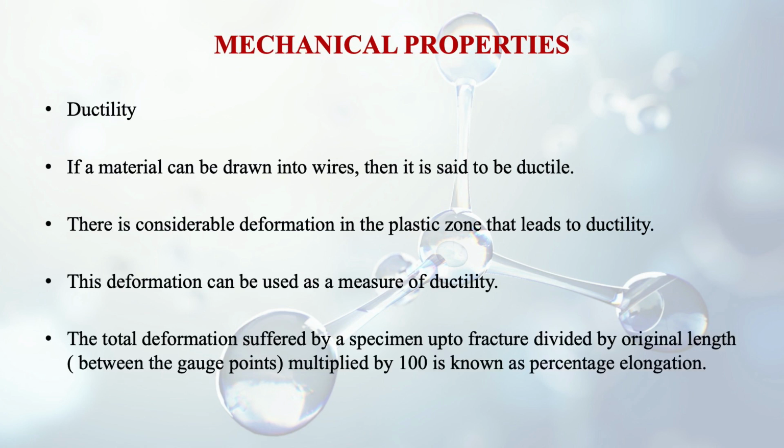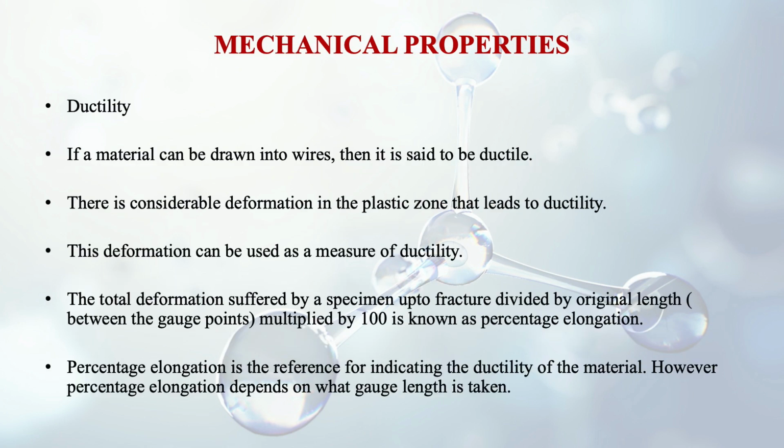So the total deformation suffered by a specimen up to fracture divided by the original length, that means the length between the gauge points. As discussed earlier, the gauge length was the distance between two points marked on the specimen. If it is multiplied by 100, this is known as the percentage elongation. Percentage elongation is the reference for indicating the ductility of the material. However, percentage elongation depends on what gauge length is taken.